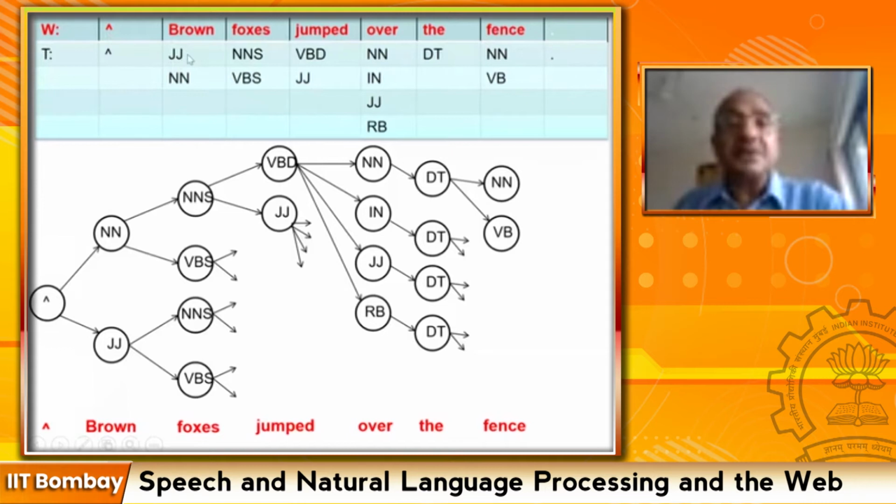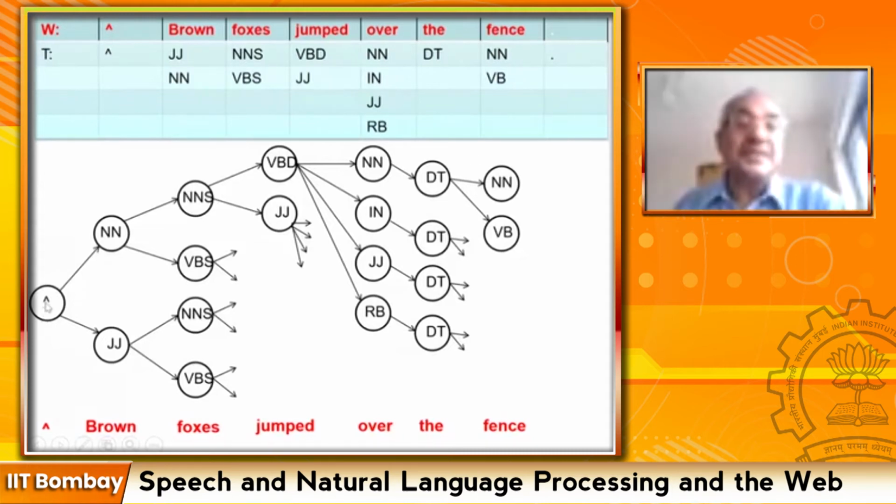And the tags possible are: brown has adjective and noun possibility, foxes are plural noun and third person singular present tense possibility, jumped is past tense and adjective possibility, over is noun, preposition, adjective and adverb possibility, the is DT, determiner, fence has noun and verb possibility.